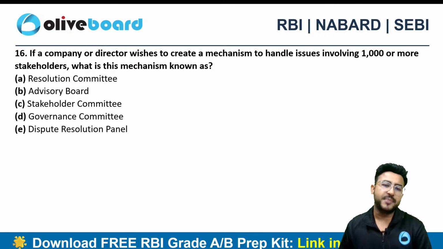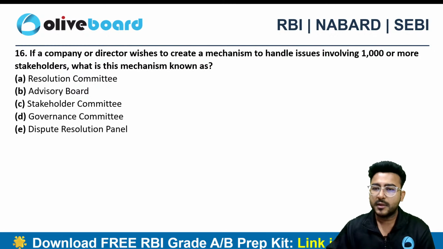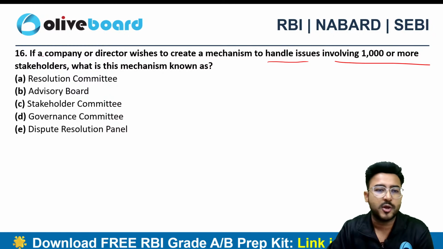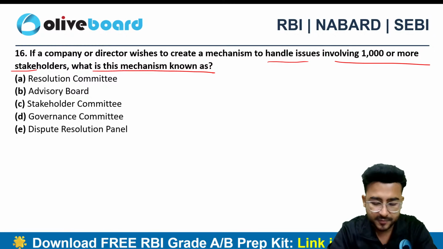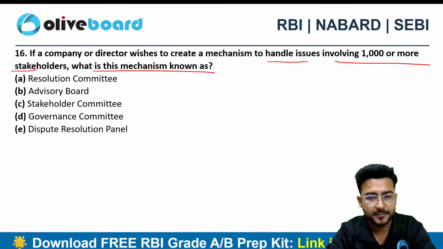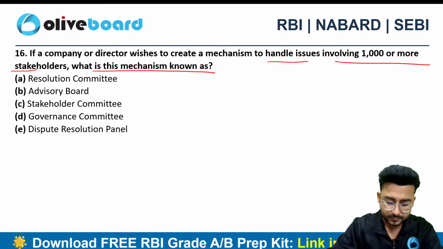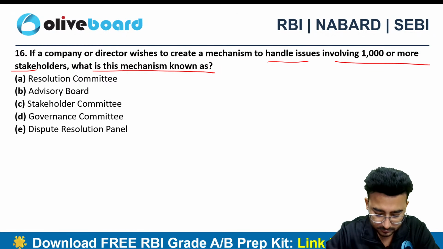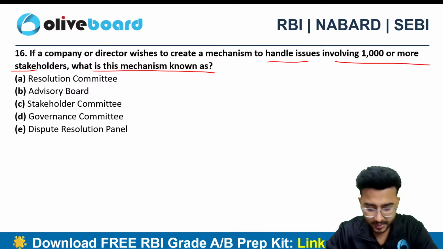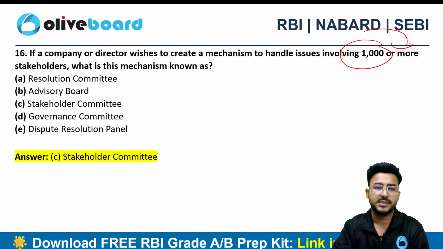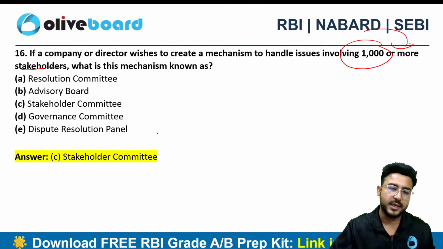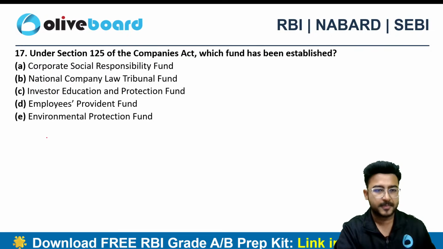Next one. If a company or director wishes to create a mechanism to handle issues involving 1000 or more stakeholders, what is this mechanism known as? Options are in front of you. Let me know in the comment section what is the correct answer here. What kind of committee we call it, or what kind of panel we call it. It is none other than your stakeholders committee, right? If you want to involve 1000 or more stakeholders, then we will be constituting a stakeholders committee for the benefit of all the stakeholders.